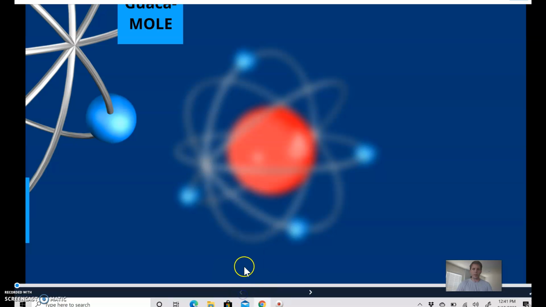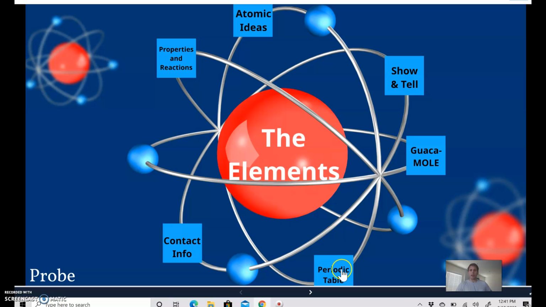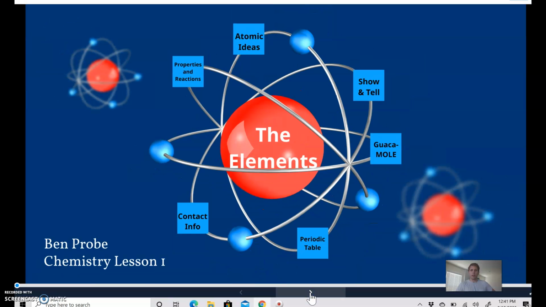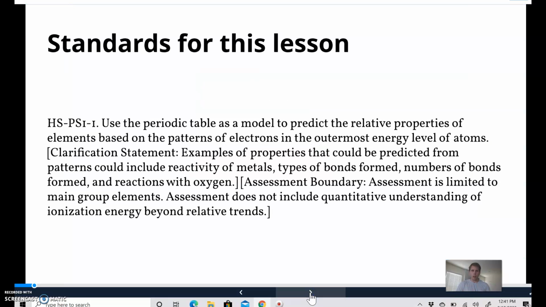So first things first, we're going to be learning about the elements. So our first step is we're going to go right down here into the periodic table. So before we start anything, why are we learning this?